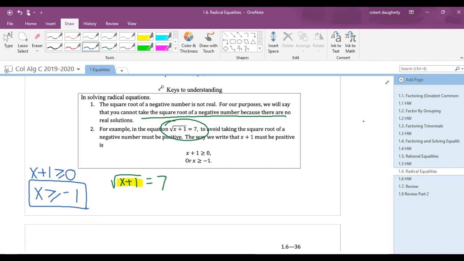Okay, so there are only two kinds of restrictions we are ever going to talk about in here. You can't divide by 0, and you can't take the square root of a negative number. Okay, that's it. There will be no other restrictions we're ever going to talk about.